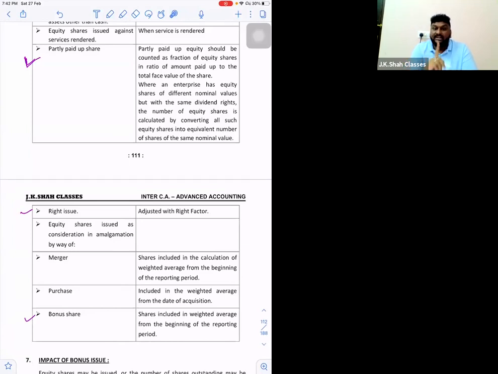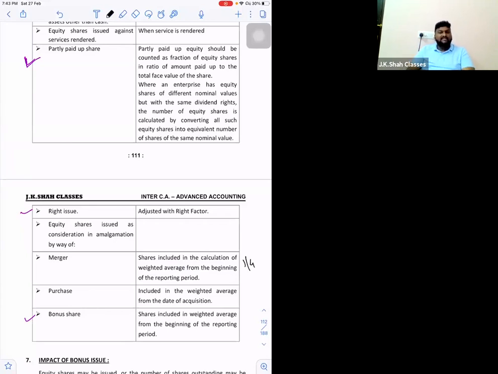Bank of Baroda has issued shares to the shareholders of Dena Bank and Vijaya Bank because now those companies are purchased by Bank of Baroda. So Bank of Baroda has paid the purchase consideration in the form of shares. So for Bank of Baroda, new shares have been issued. So what should be the weighted average for those shares? Here they say shares included in the calculation of weighted average should be from the beginning of the reporting period. Beginning of the reporting period means from 1st of April.